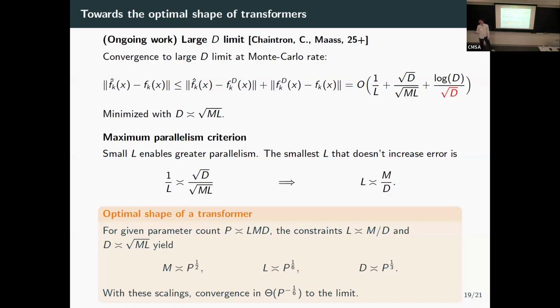Yes? So why is this necessarily the limiting object? Why is that necessarily a good target? Like, why do you want to? Yeah, that's the main hypothesis throughout the talk.